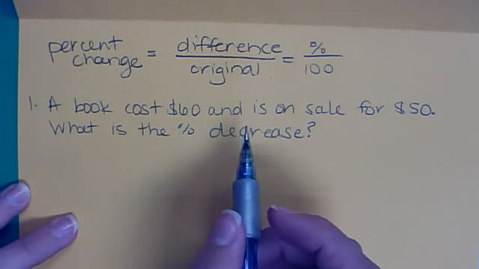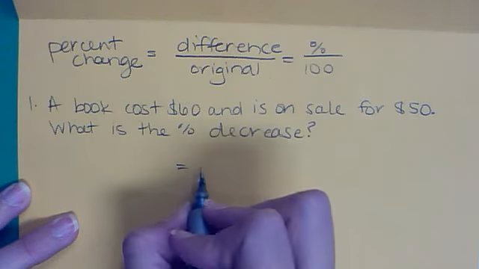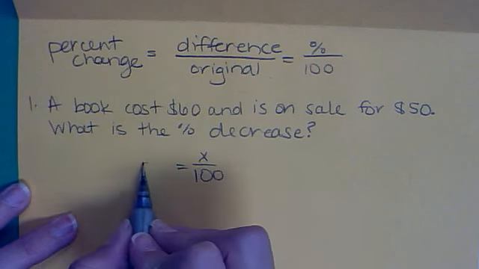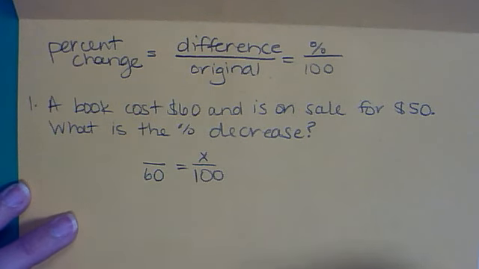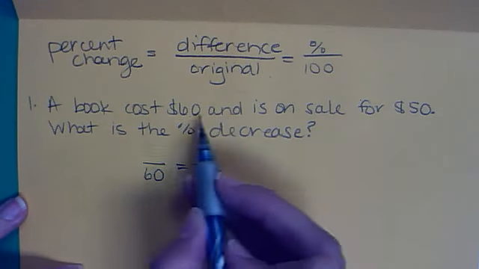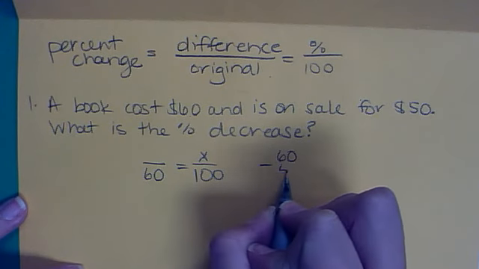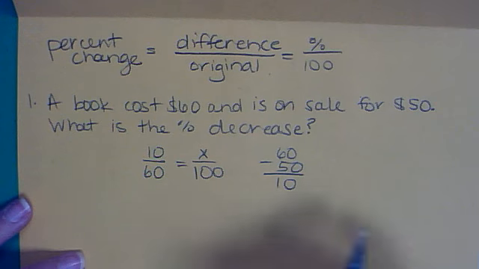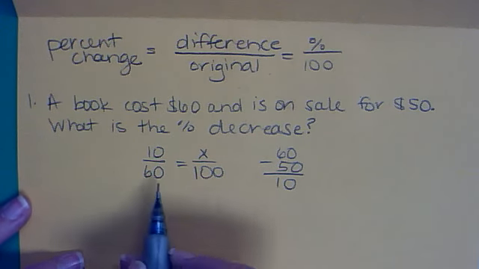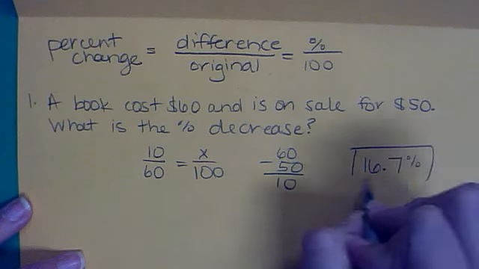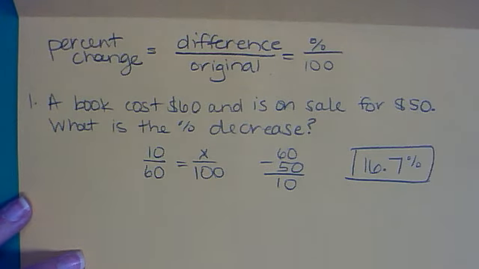Okay, let's start with what are we looking for? We said we're looking for the percent, so we're going to put x over 100. Okay, that's what we don't know. We know that the original cost of the book was $60. Sometimes that's called the wholesale price as well, so don't let that confuse you, the manufacturer's price. And then the difference of the original and the sale. So 60 minus 50 would be $10. That's the difference. And if we cross multiply, 10 times 100 is 1,000 divided by 60 is 16.6 repeating, or 16.7%. So that's the percent decrease.